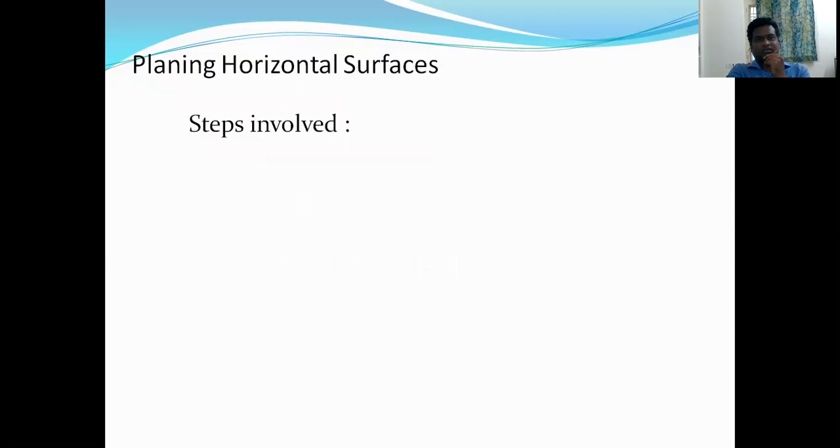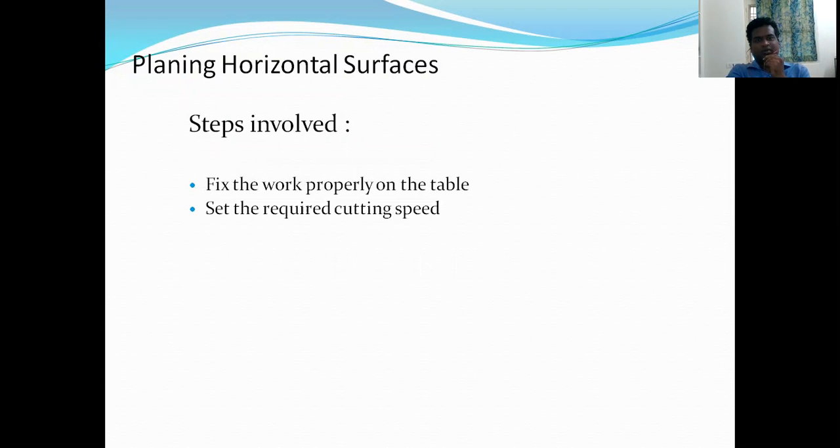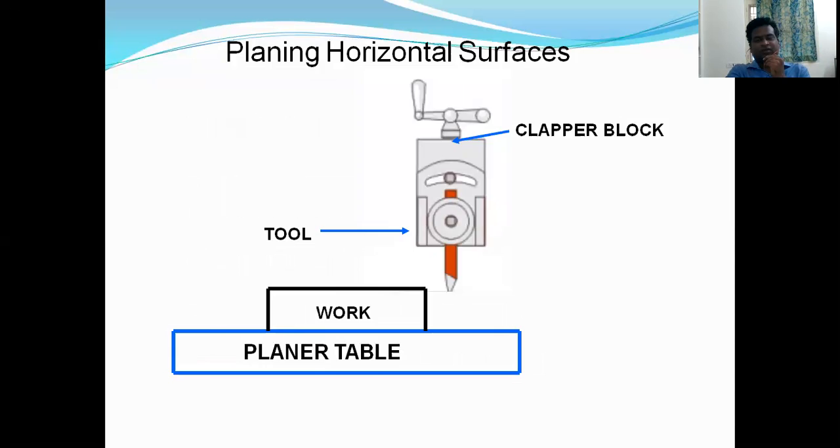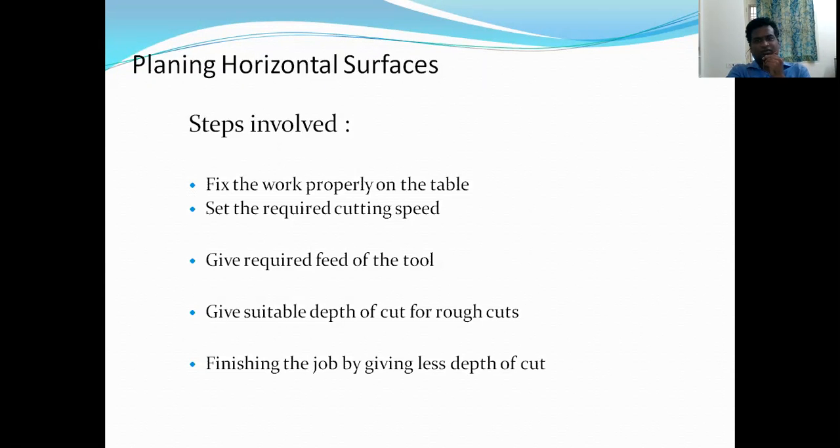So in planing horizontal surfaces, what are the steps involved? Fix the workpiece properly on the table, set the required cutting speed, give required feed of the tool, give suitable depth of cut for rough cuts, and finish the job by giving less depth of cut at the end. Okay? So these are the steps involved while doing the horizontal surfaces.